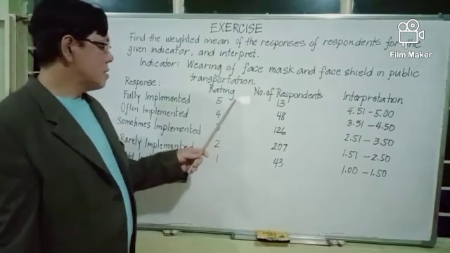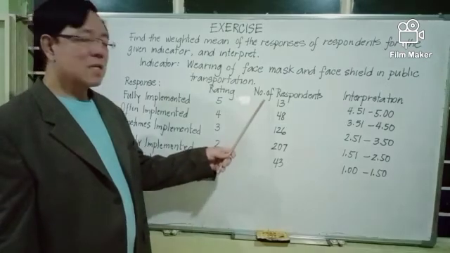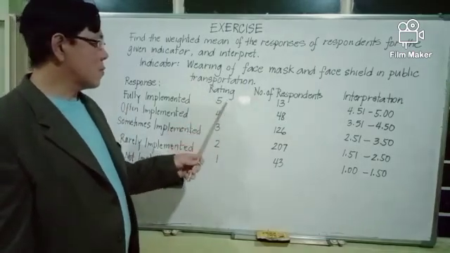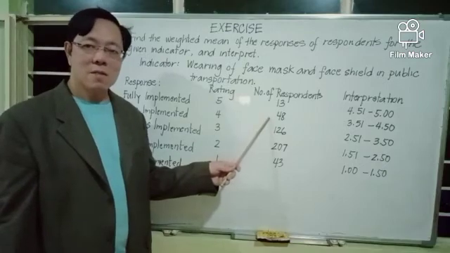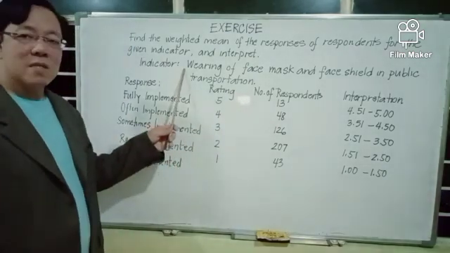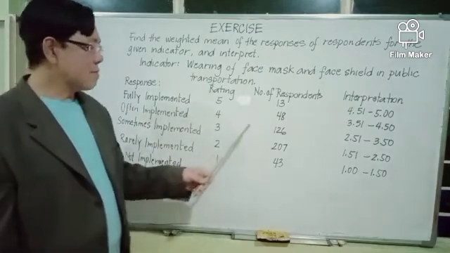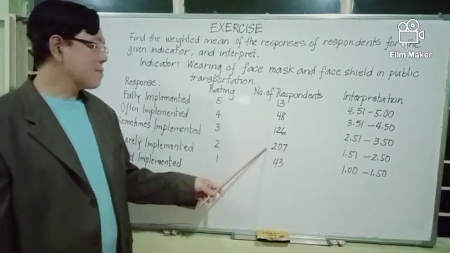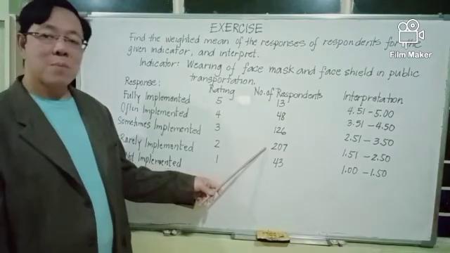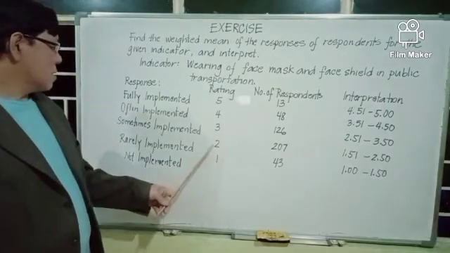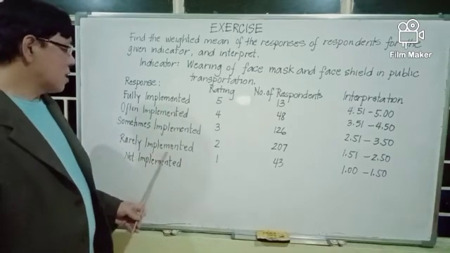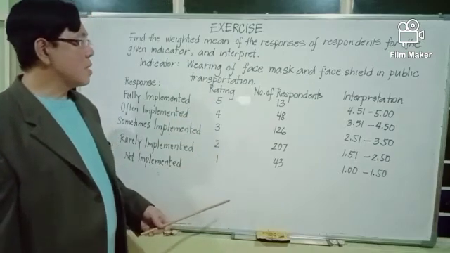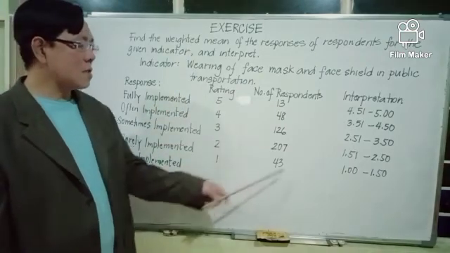The number of students that gave each of these ratings is given in this column. So there were 13 respondents who rated this indicator with 5. There were 48 respondents who said that this particular indicator is often implemented. And the highest number of respondents in this column is 207. Hence, the greatest number of respondents said that this particular indicator is rarely implemented, and they rated this indicator with a rating of 2. And you will compute the weighted mean using this information.